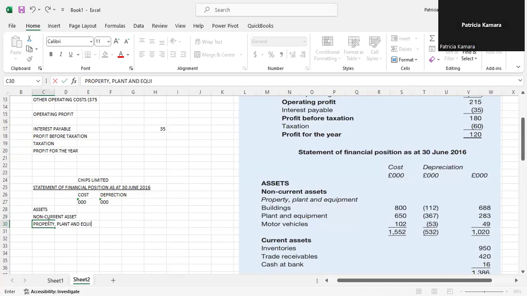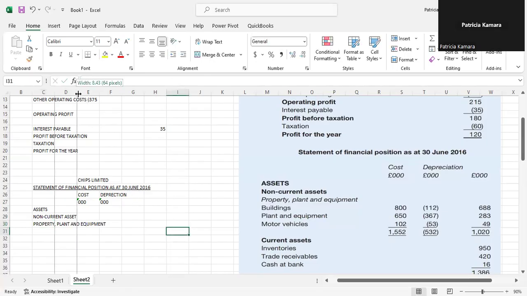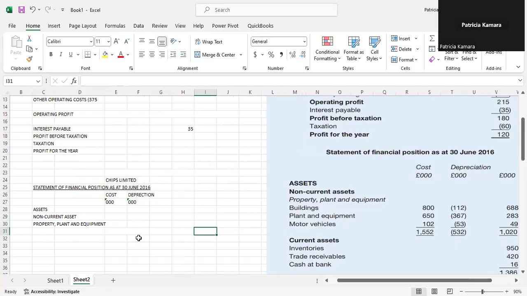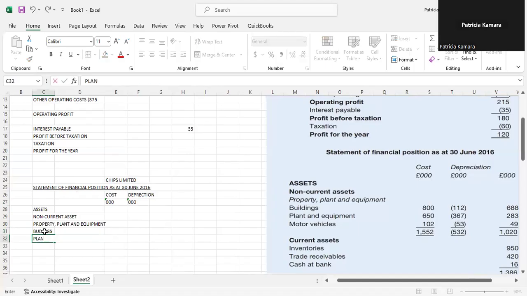And we had dealt with this so well that it should be something that we are so much okay with when we are working with it. So for property, plant, and equipment, we'll leave the figures for now, just in case there are adjustments that we have to make. So we have buildings, and then we have plants and equipment. We have motor vehicle.